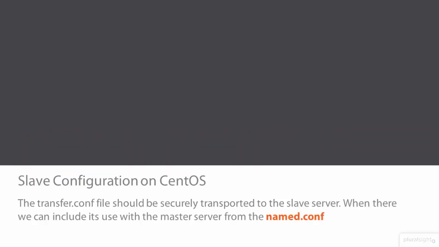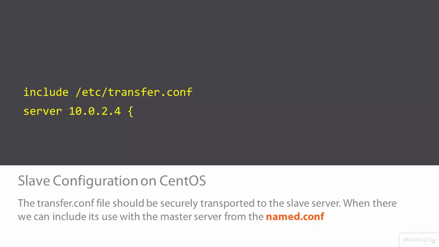The configuration of our CentOS 7 host is going to be made entirely within the etc named.conf. We include the transfer file, and then we reference that we will use the key within this file when we communicate to the master server 10.2.4. And we specify that we will use the key that's in our transfer.conf, master-slave.example.com. And making sure that everything is finalized.